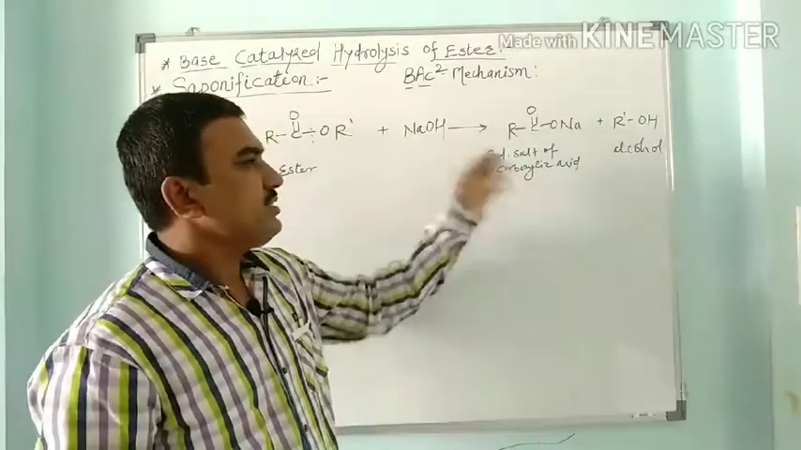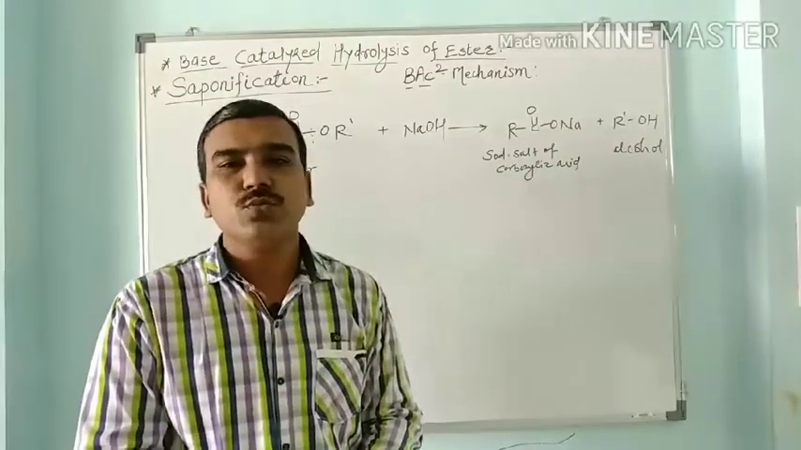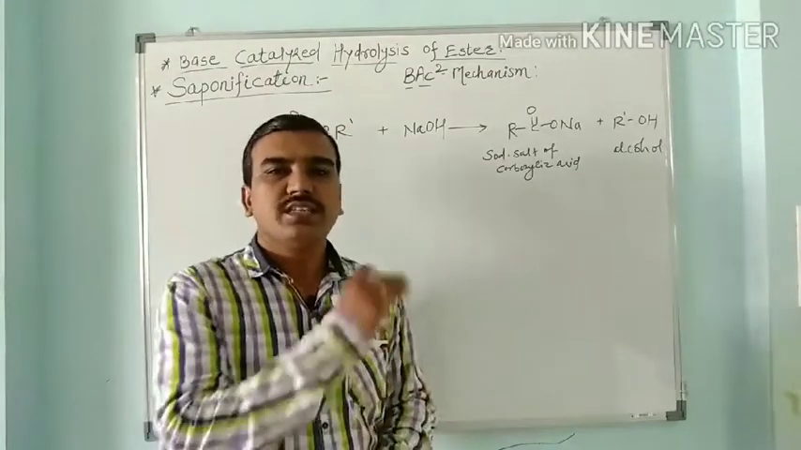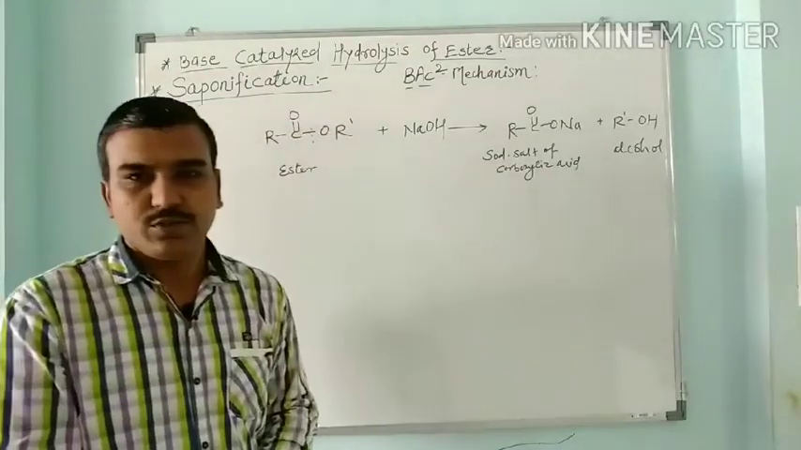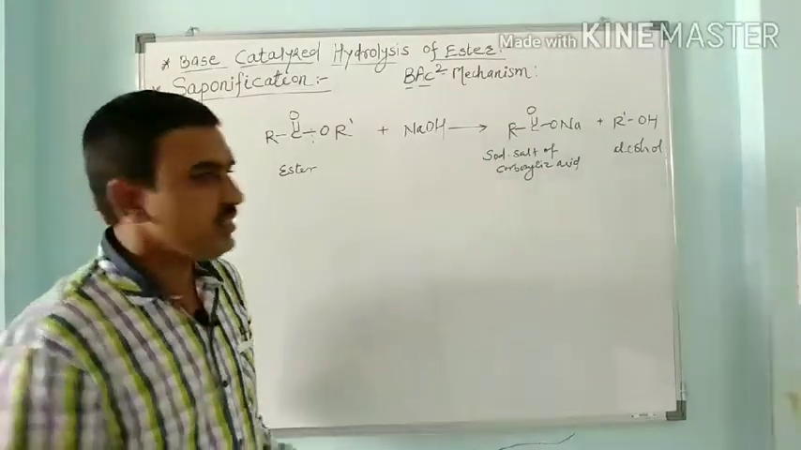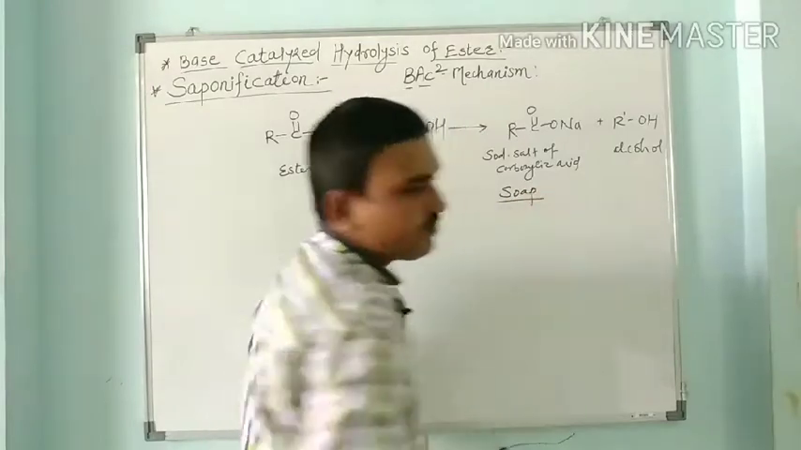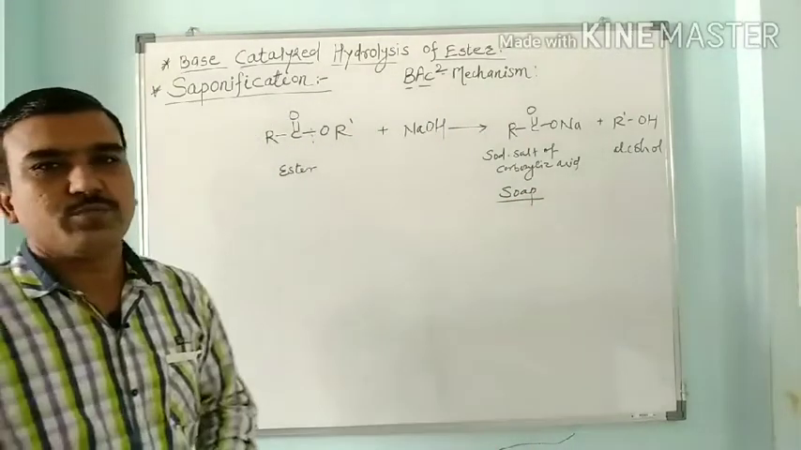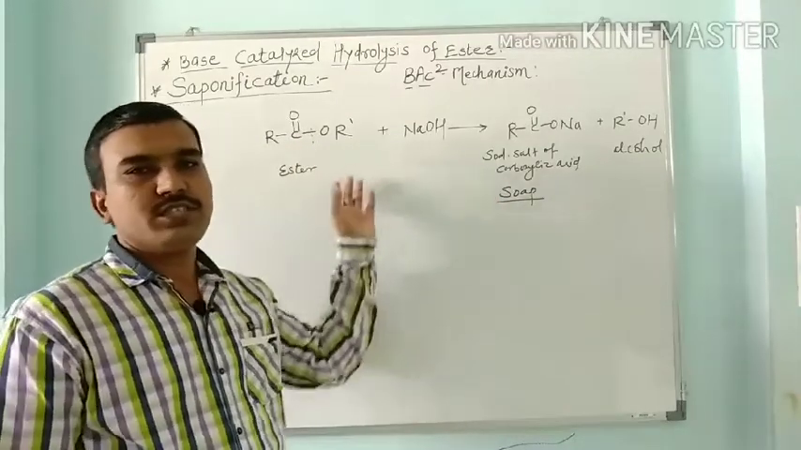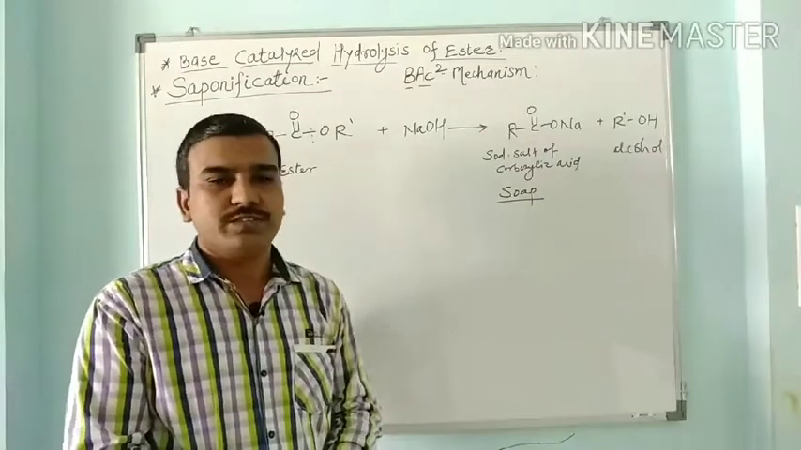So why is it called this? Sodium carboxylate is called soap, and this process is called saponification. So the sodium salt of carboxylic acid is also called soap. Hence this process is called saponification. In Latin, the word sapo means soap, hence this process of ester hydrolysis is called saponification.